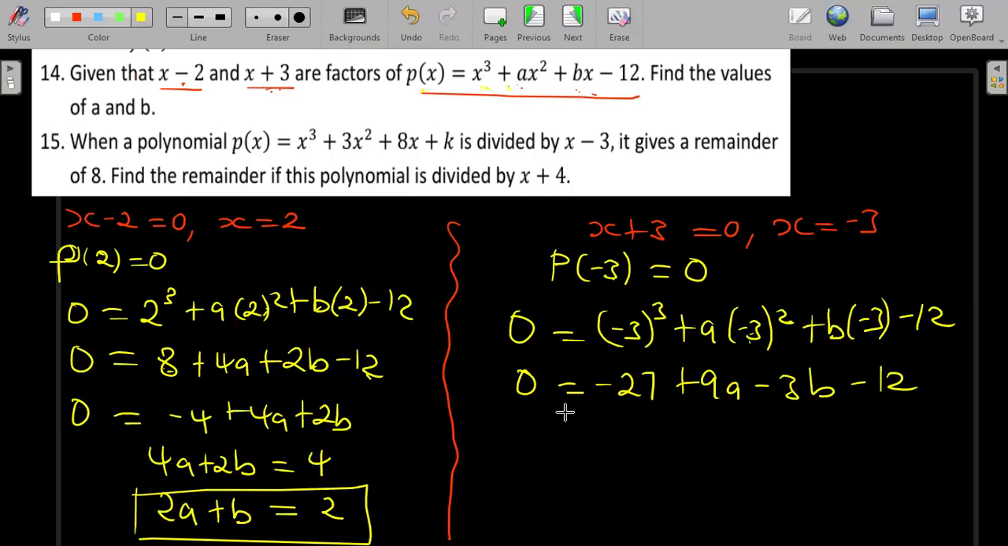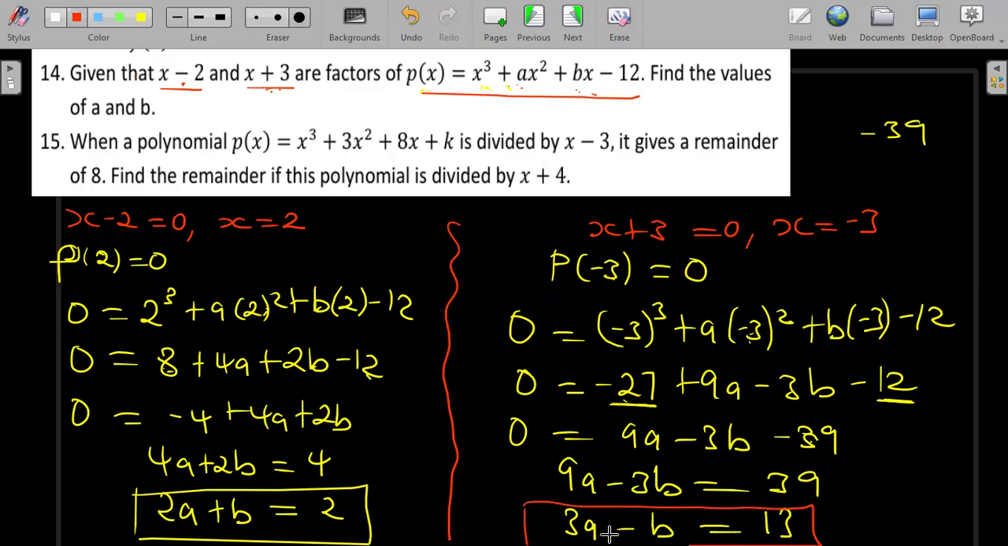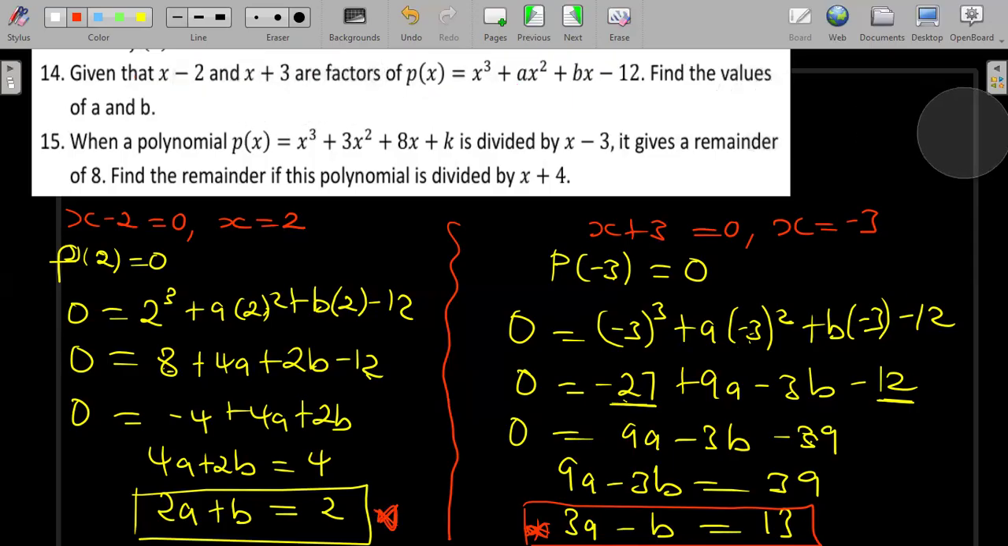Now we can combine like terms. We have 0 equals minus 27 and minus 12, which give me minus 39. So I have 9a minus 3b minus 39. We can take this to the other side, so that 9a minus 3b is equal to 39. Then divide throughout by 3. I'm going to have 3a minus b is equal to 13. This is going to be our equation 2. We're going to solve this equation and the first one simultaneously in order to find the values of a and b.